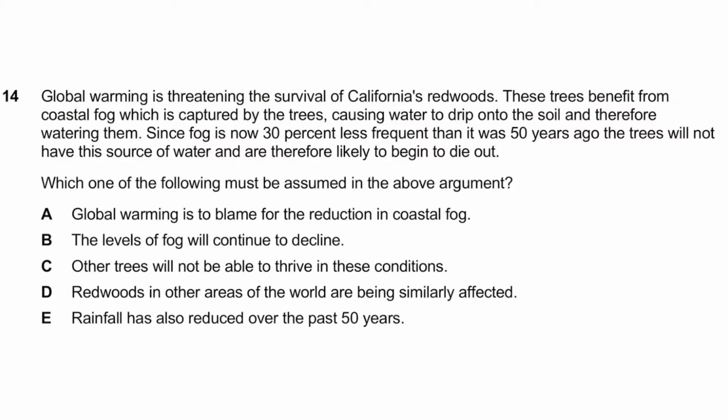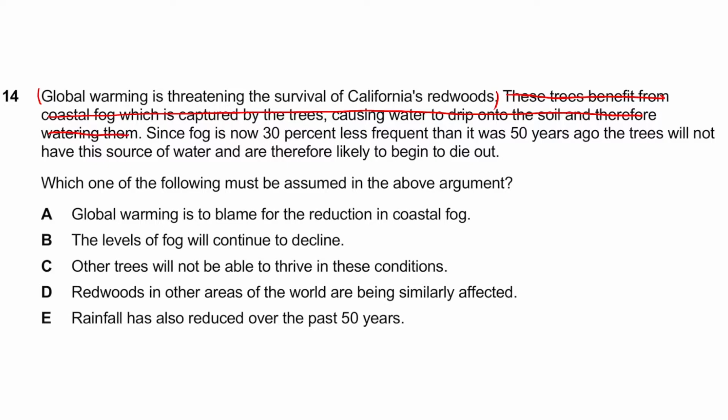All right, guys, so welcome back. So let's go through this. So global warming is threatening the survival of California's redwoods. That's clearly an opinion, isn't it, guys? I might think it's not. He or she is probably thinking it is. So that's going to be an opinion there, so I'm going to bracket that off. Then these trees benefit from coastal fog, which is captured by the trees, causing water to drip onto the soil and therefore watering them. That's just fact, isn't it, guys? So we can just cross this out straight away.